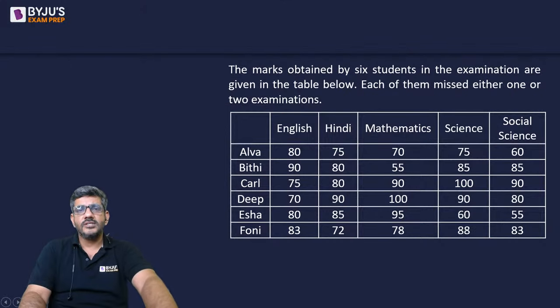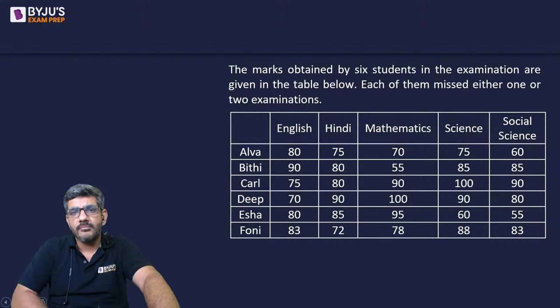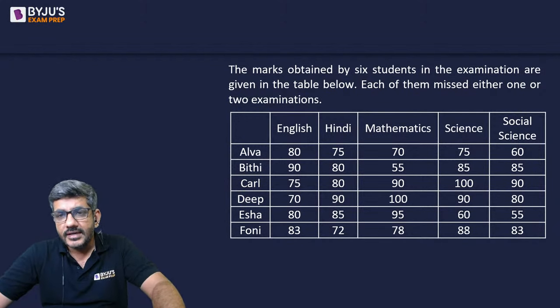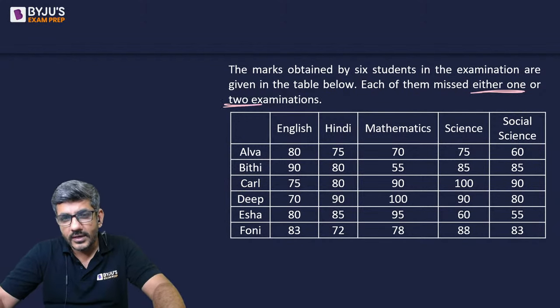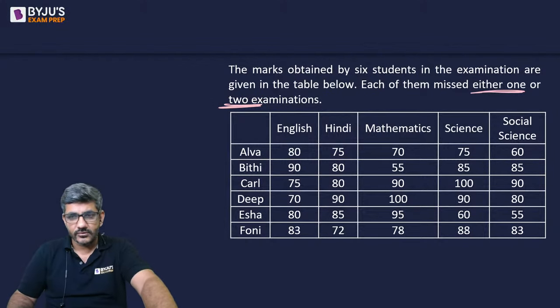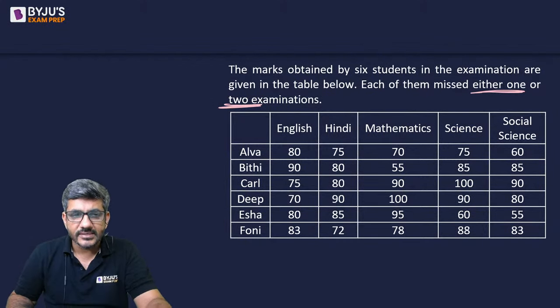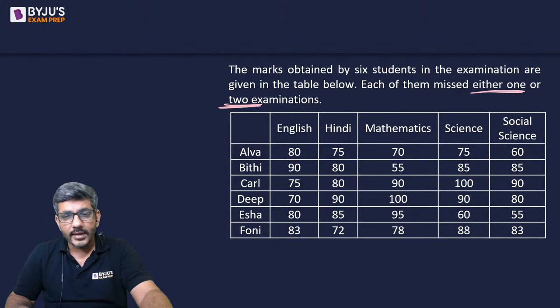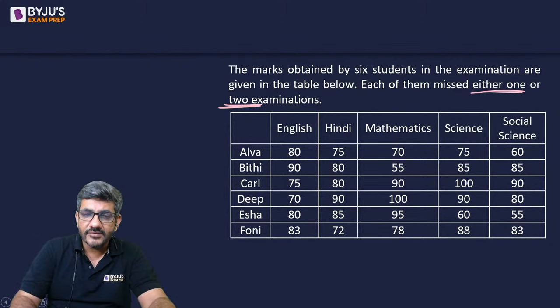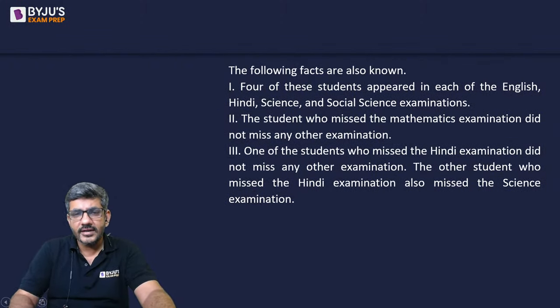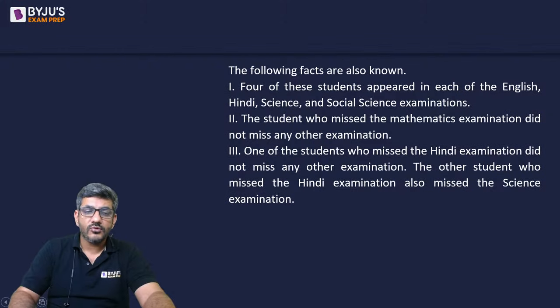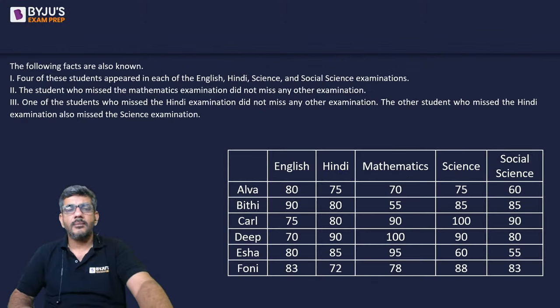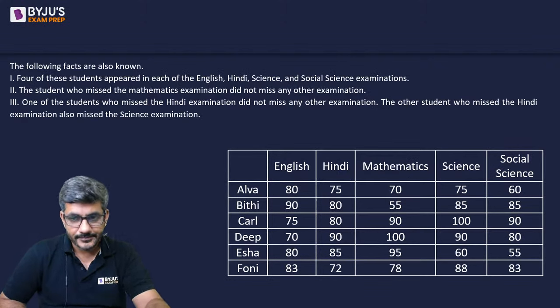And then he gives you this table. The marks obtained by 6 students in the examinations are given below. Each of them missed either 1 or 2 examinations. Everyone has missed something. And after that I have some more data. This all data is there. So what am I going to do? I am going to write all this data on one single page and we shall start doing it.